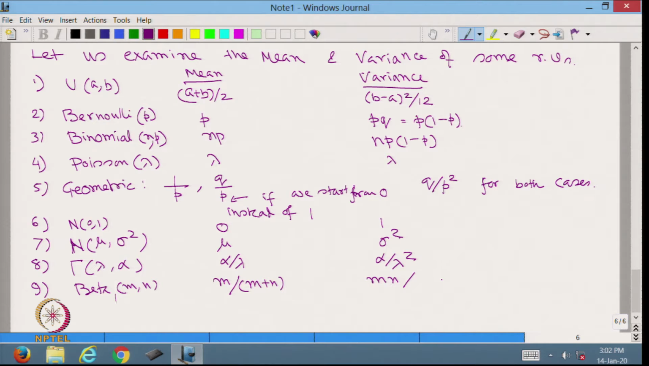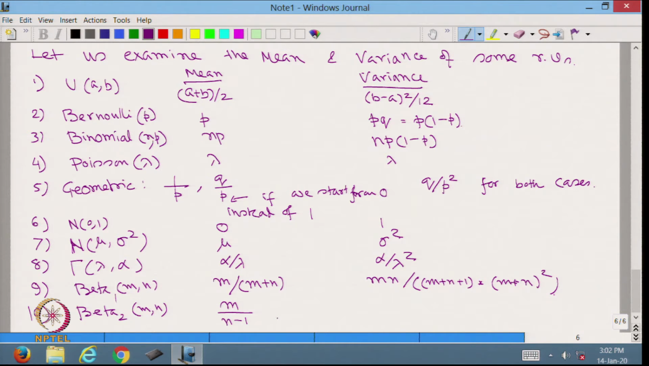You please verify this by actually evaluating or computing the variance of beta m n from the first principle. It is going to be m n upon m plus n plus 1 into m plus n whole square. And beta 2 m comma n, the mean is going to be m upon n minus 1.